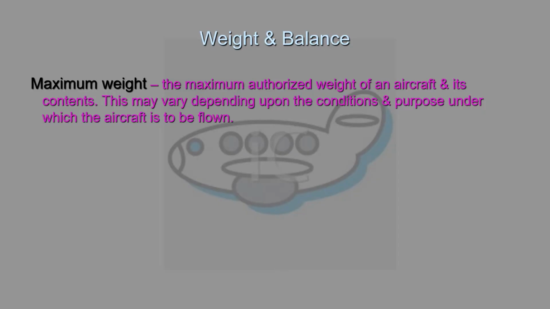The maximum weight of an aircraft is the maximum legal weight at which an aircraft may be operated. The same aircraft flown in different categories may have different maximum weights.